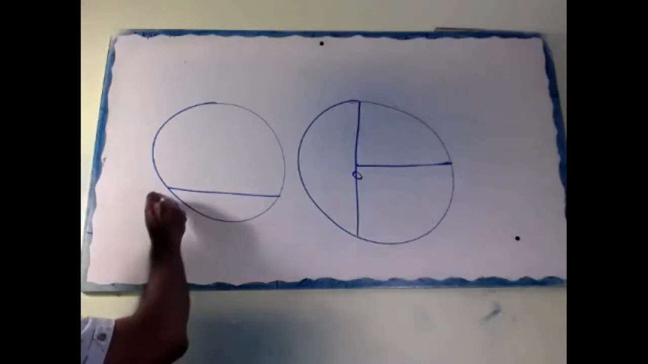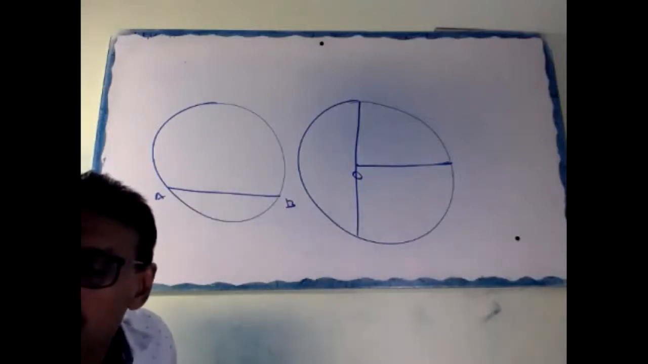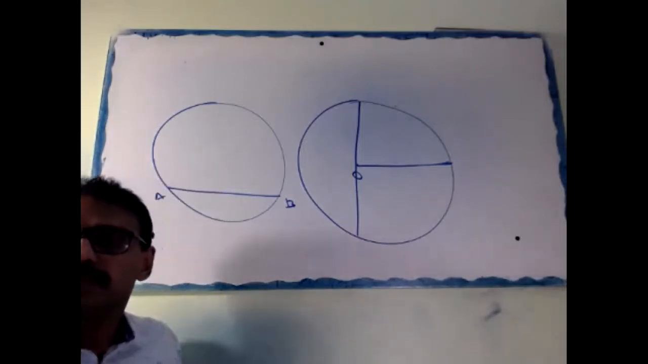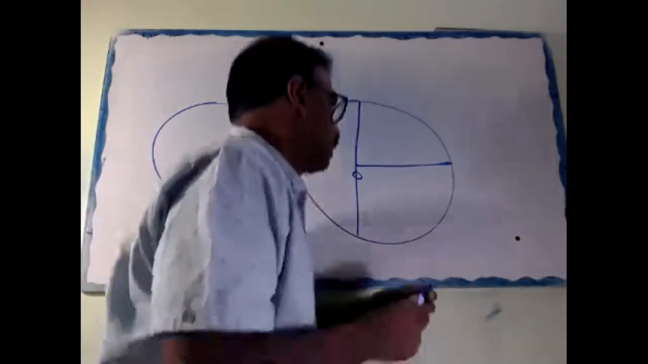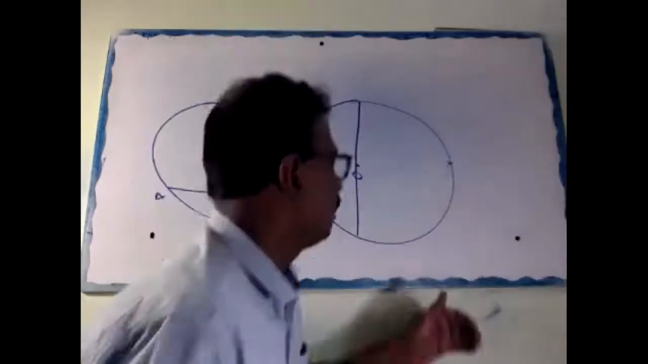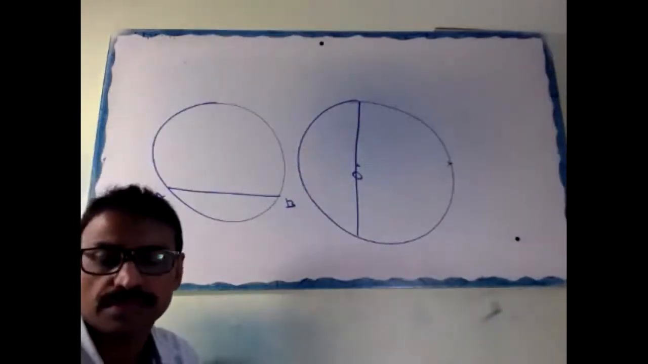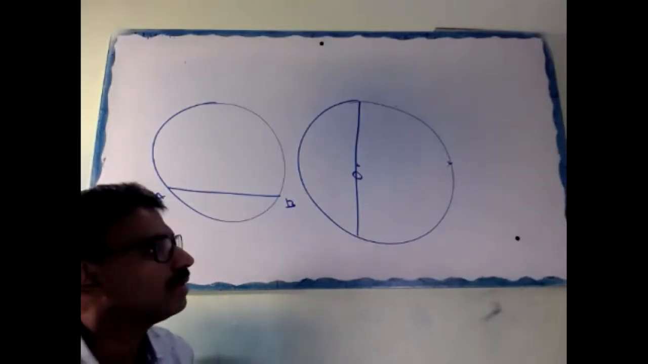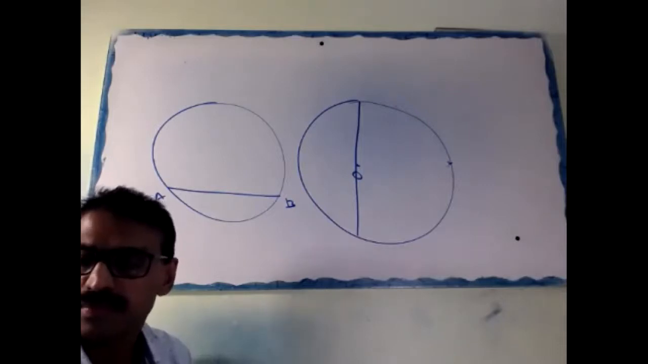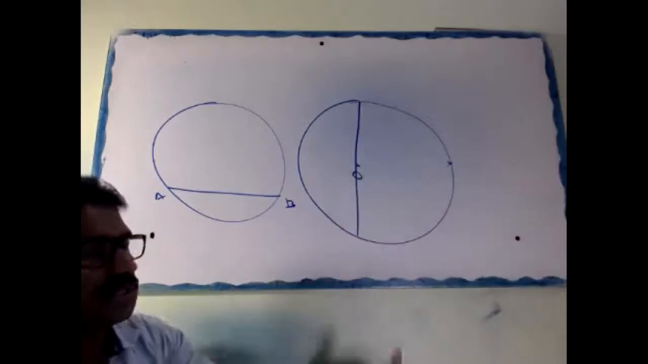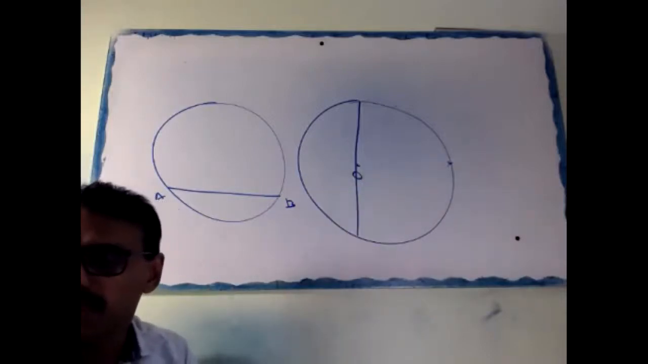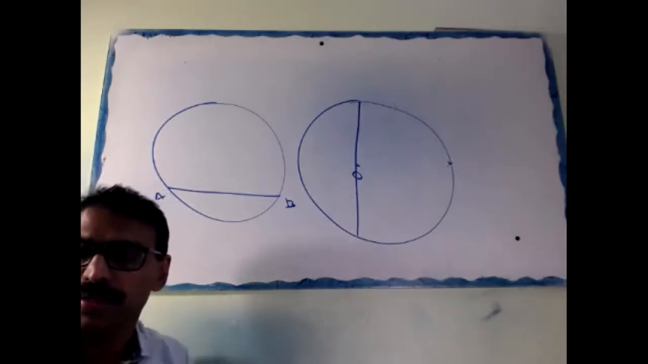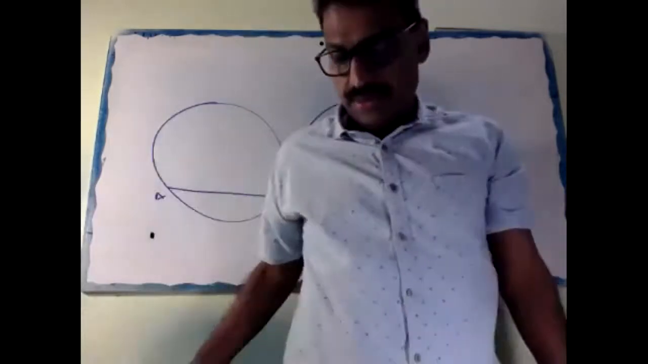What do you call this one? Like AB. What do you call that? Chord. It is called chord. Then suppose if it is like this. This part and this part, what do you call? This one and this one, it is called what? Semicircle, right? It is called semicircle. Okay. Then, next one.